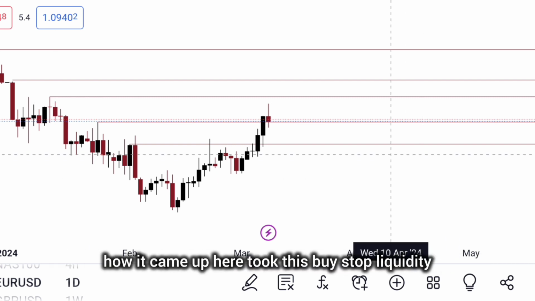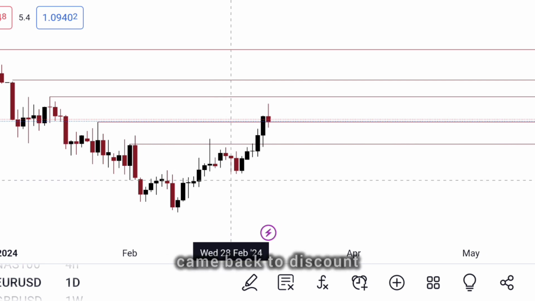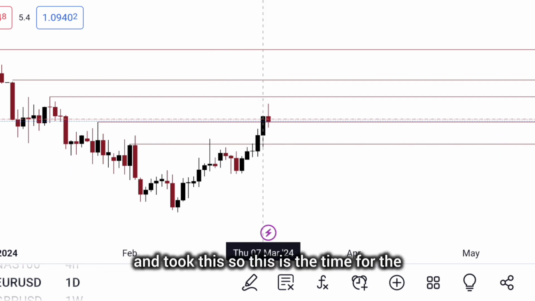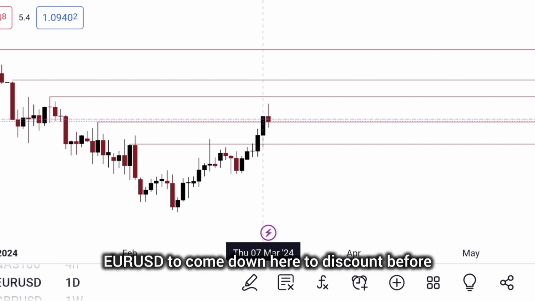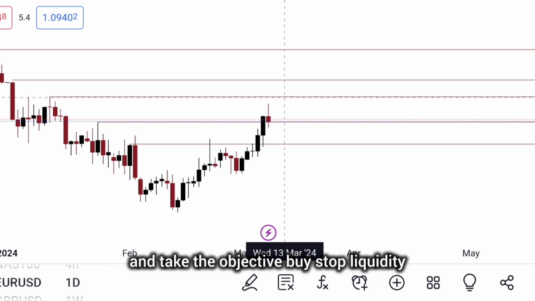Just like how it came up here, took this buy side liquidity, came back to discount and then expanded up and took this. So this is the time for the Euro USD to come down here to discount before the expansion up to premium and take the objective, the buy side liquidity.